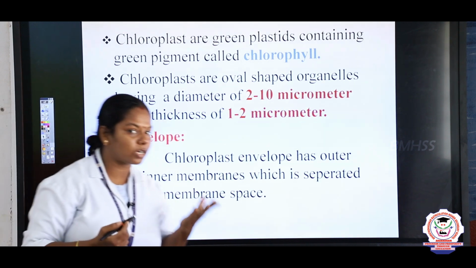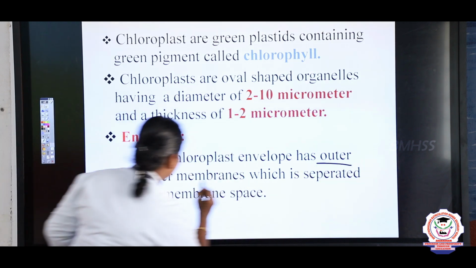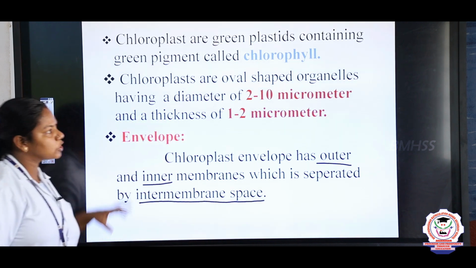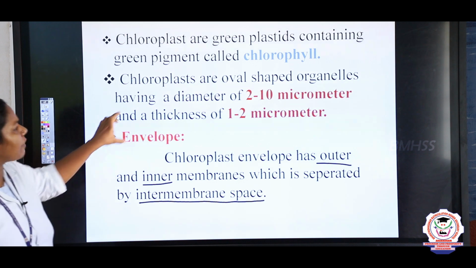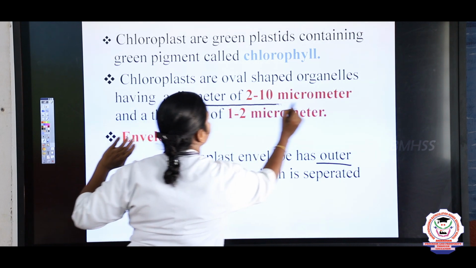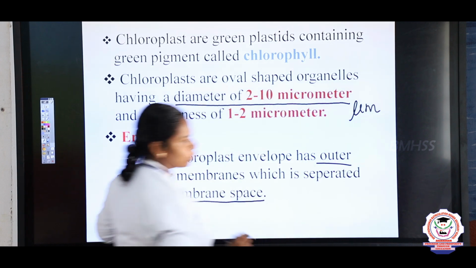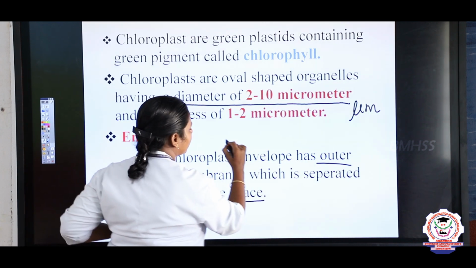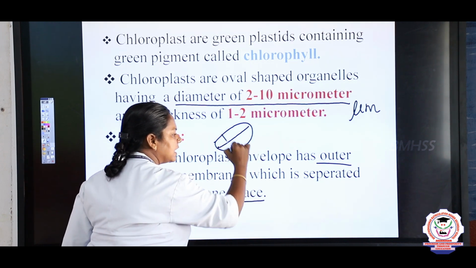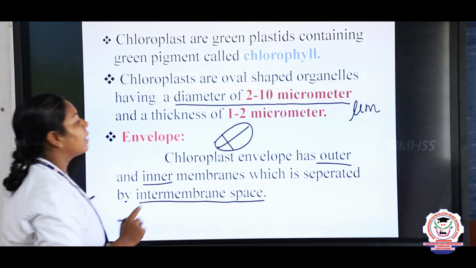And envelope, I told you what are all the things present in the envelope? Yes, outer membrane, inner membrane, and between them the intermembranal space. So these things we already discussed during the structure. So an important question may be asked: what is the size of the chloroplast? The diameter is about 2 to 10 micrometer. We can write micrometer like this also, right? And the thickness, what is the diameter? For example, if this is a chloroplast, this is the diameter and this is the thickness. So the diameter is about 2 to 10 micrometer and the thickness is about 1 to 2 micrometer.